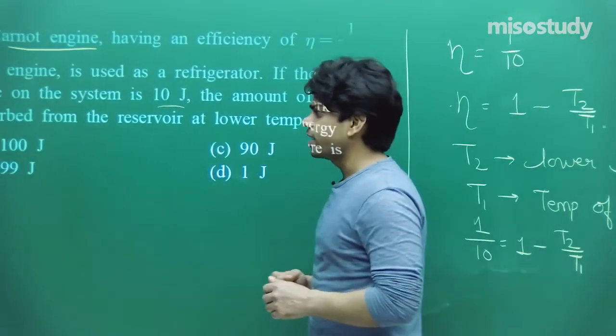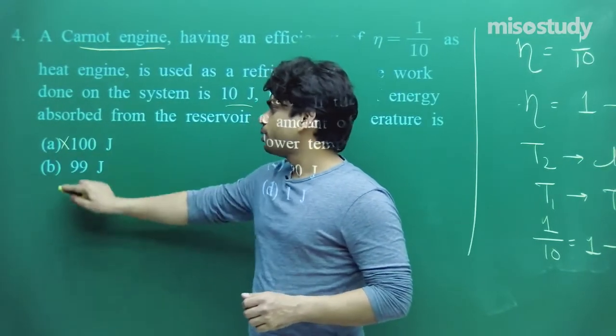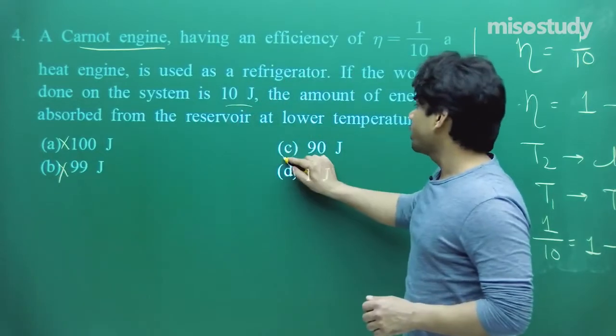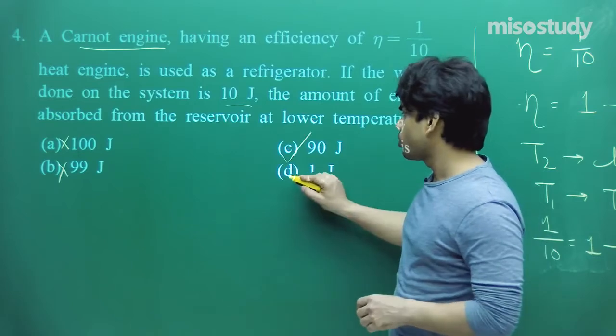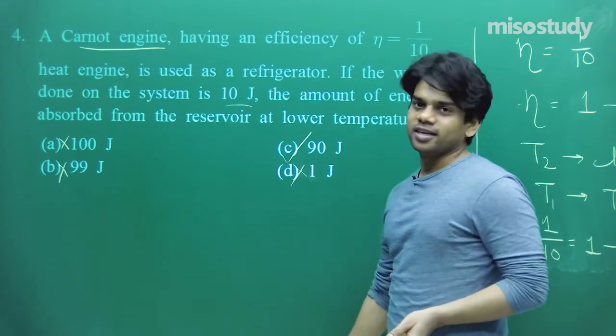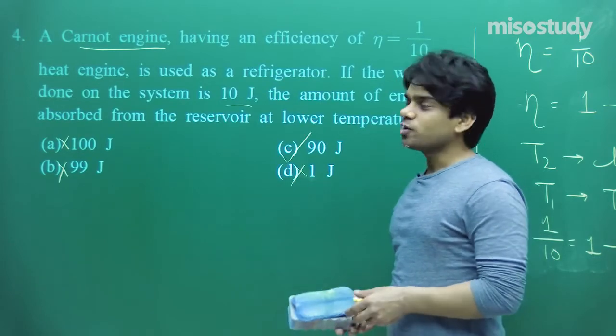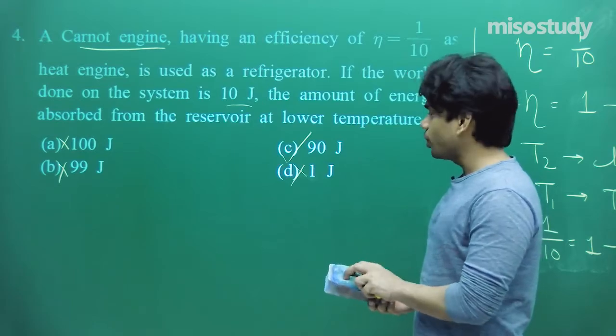So let's check. A, 100 joule, no. B, 99 joule, no. C, 90 joule, yes. This is the amount of heat energy that is taken from the reservoir. D, 1 joule, that is the incorrect response. Hope that you've understood how to solve such kind of question.